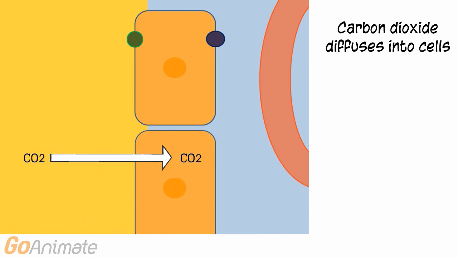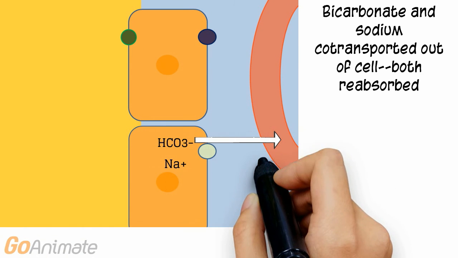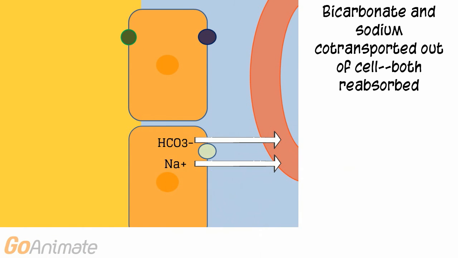Bicarbonate ions are also reabsorbed. Carbon dioxide diffuses into the cell. Once inside, it combines with water to form carbonic acid, which dissociates into hydrogen and bicarbonate ions. The bicarbonate ions are co-transported out of the cell with sodium and end up in the peritubular capillaries.